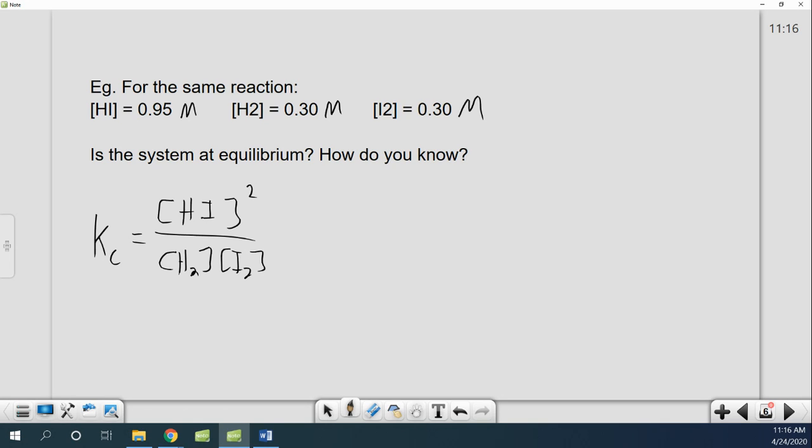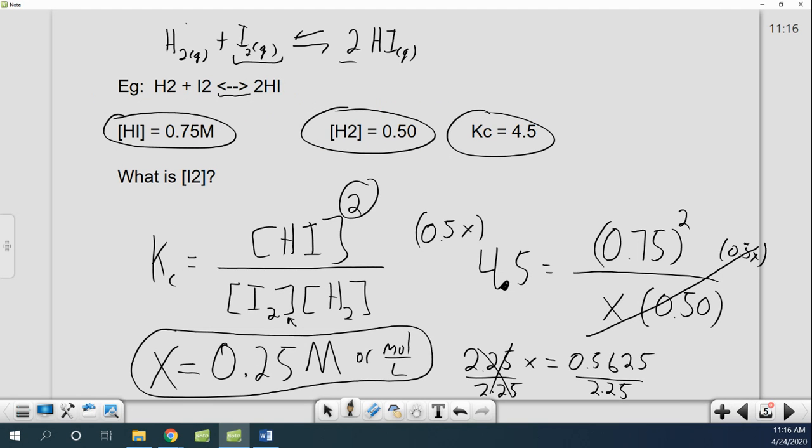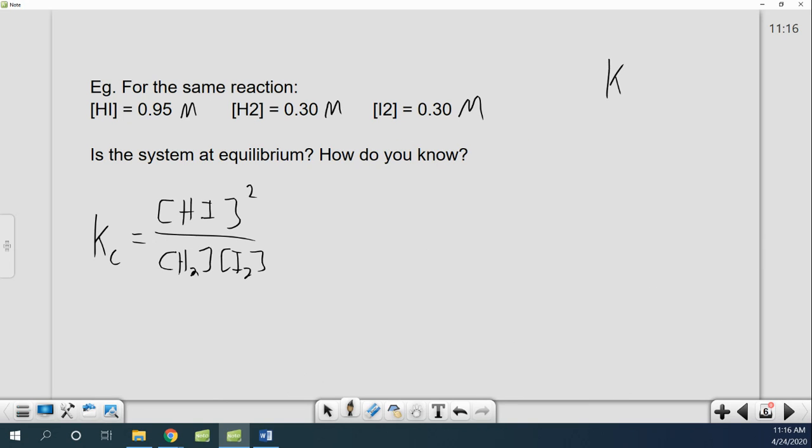Is the system at equilibrium? How do you know? Okay, well, pro tip. If the system is at equilibrium, this is what the K value has to be. So Kc at equilibrium was 4.5. Well, if this is the same reaction, this Kc better be 4.5. Let's find out.